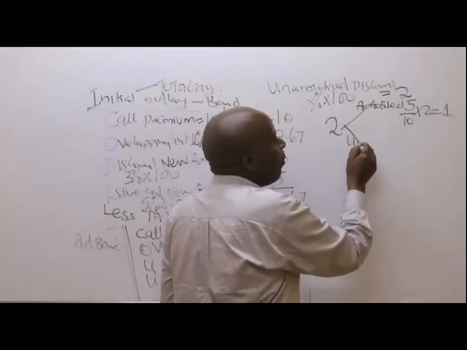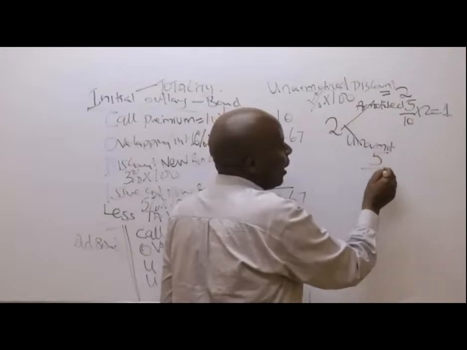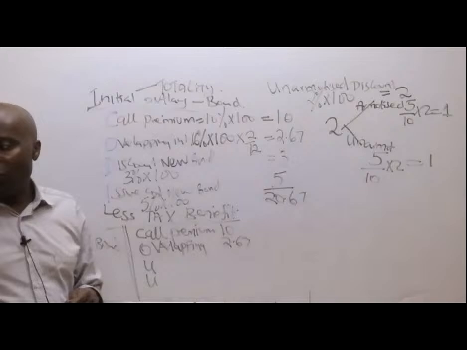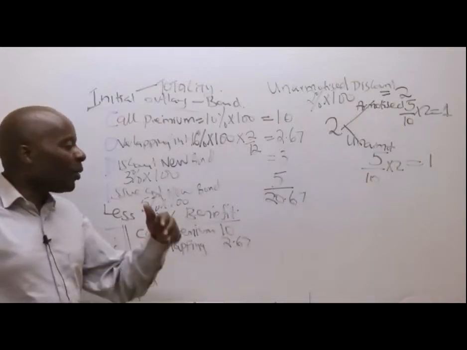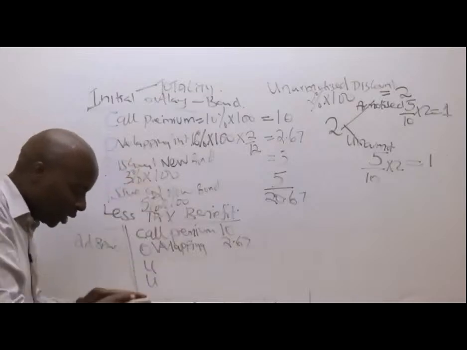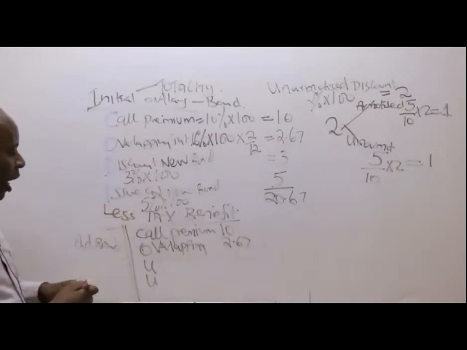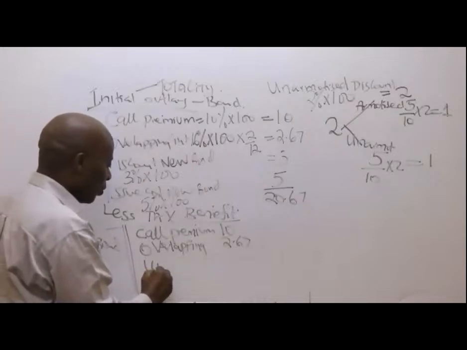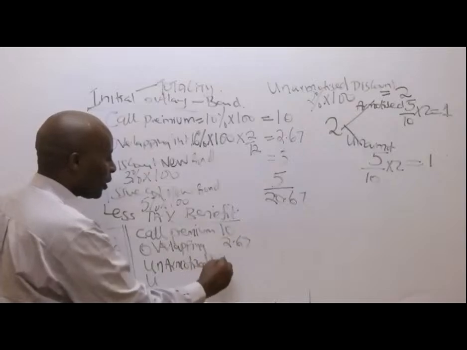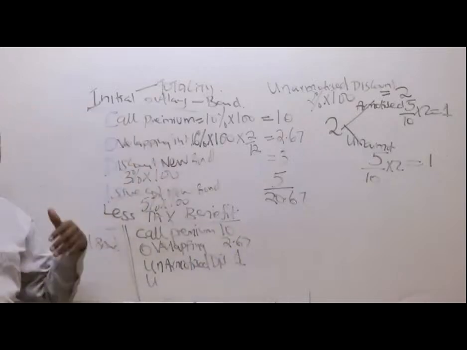How about unamortized? Unamortized will be the 5 remaining over 10 times 2, which gives me what figure? Which gives me 1. Remember, we are talking of unamortized. After we issue this new bond, how many years do we have moving forward? So we have unamortized discount, which somebody tells me is 1. They're in millions, my figures.